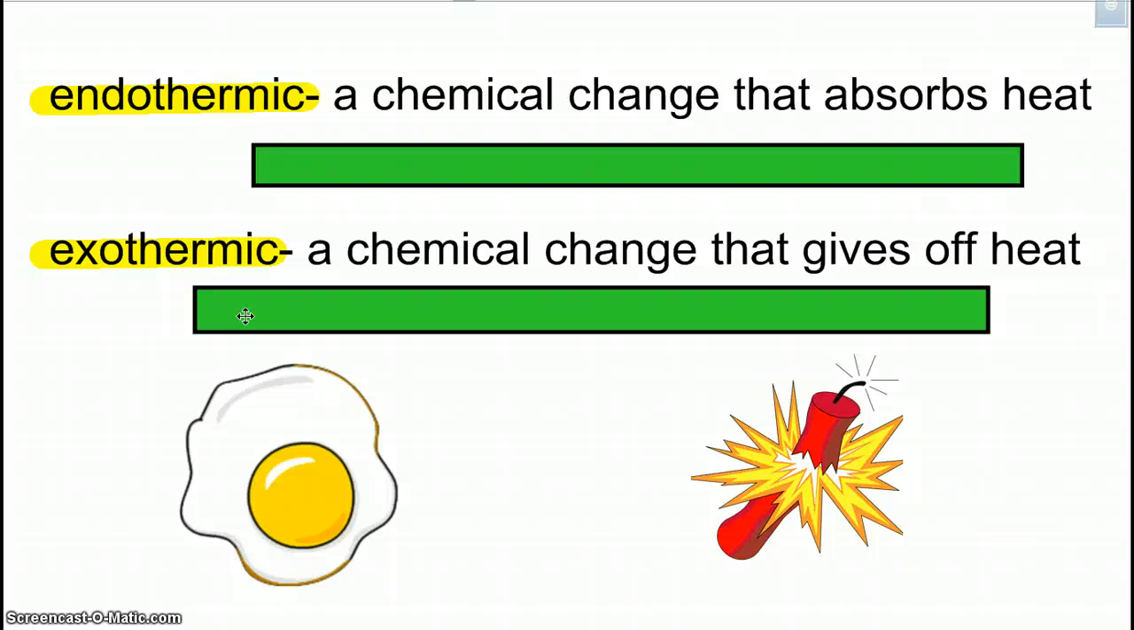Which picture demonstrates an endothermic chemical change? Ting, ting, ting. Correct. The fried egg, because heat is going into it in order to make the egg a solid. Okay? So in order for that chemical change to take place, heat is going into it. And by process of elimination, exothermic would be the exploding TNT dynamite. That would be the exothermic reaction. So heat is giving off.